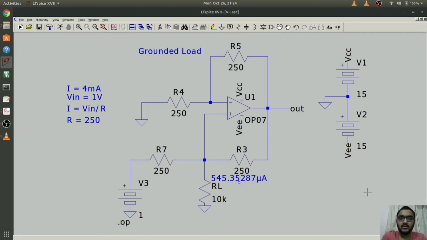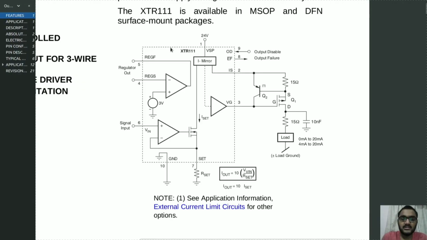So now let's look at the XTR111 IC, which is a specialized V2I converter IC. Let's see its functional block diagram. This is the functional block diagram of the XTR111 IC. In this, as you can see, they have used an op-amp as a buffer, because of which the input impedance of this circuit becomes infinite. And here you can see that they have used a current mirror, which is used to increase the gain of the system, due to which the value of output current increases.